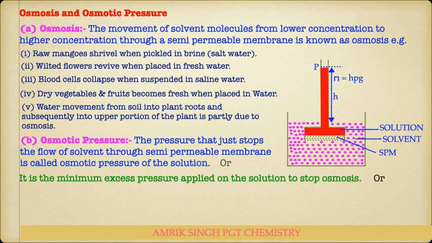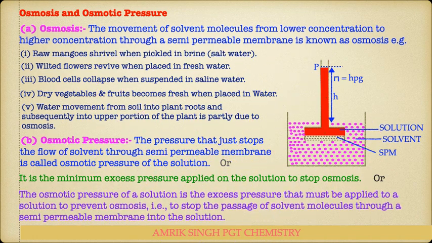Another definition of osmotic pressure is that it is the minimum excess pressure applied on the solution to stop osmosis. The third definition is also there: the osmotic pressure of a solution is the excess pressure that must be applied to a solution to prevent osmosis, that is, to stop the passage of solvent molecules through a semi-permeable membrane into the solution. It is all about osmosis and osmotic pressure.